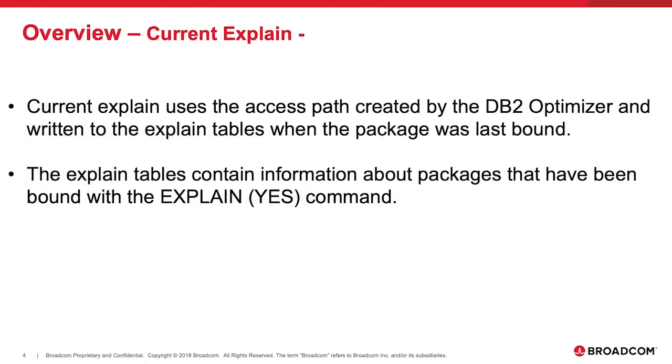Current explain. Current explain uses the access path created by the DB2 optimizer and reads the information written into the explain table when your plan or your packages have been bound. The explain table obviously contains information about your packages if your plan or your packages have been bound with EXPLAIN(YES) command.